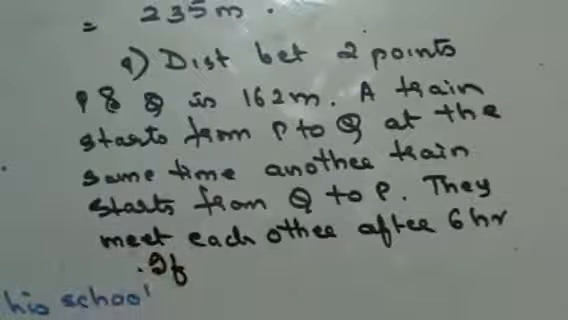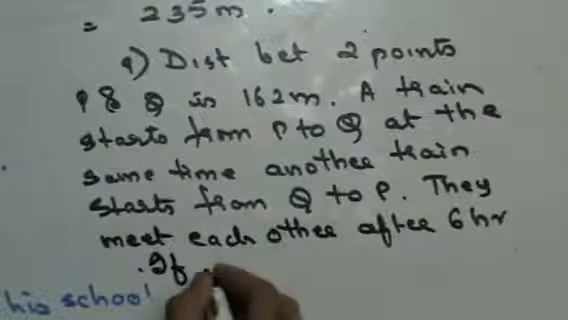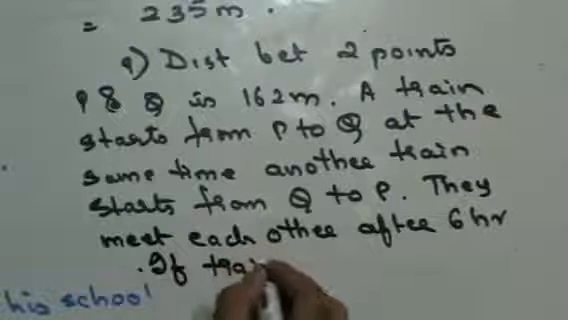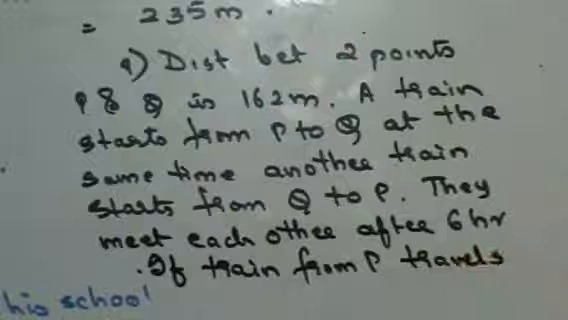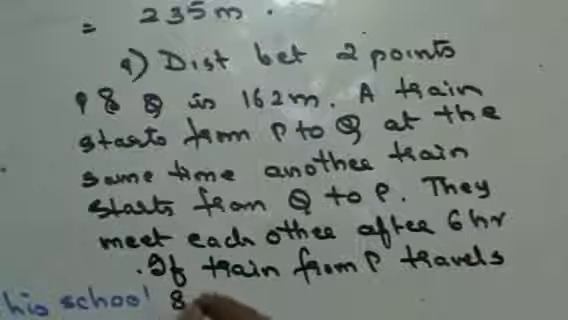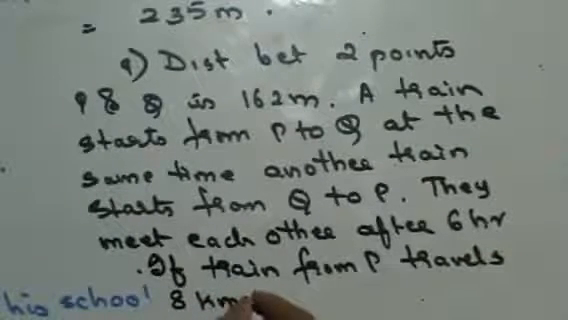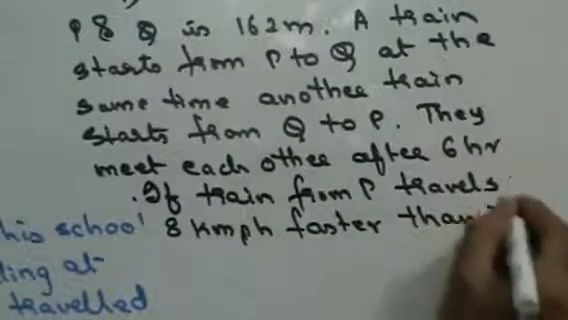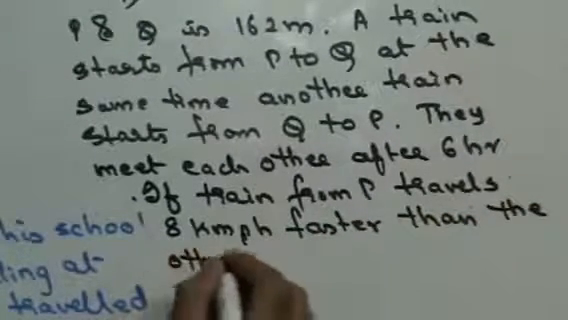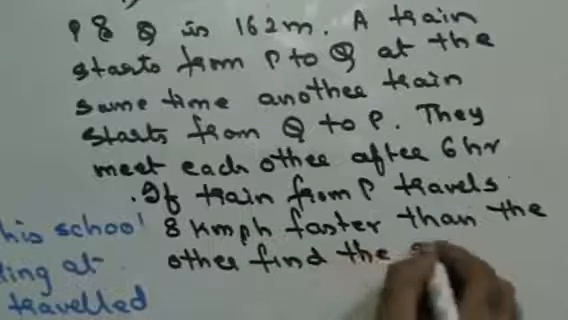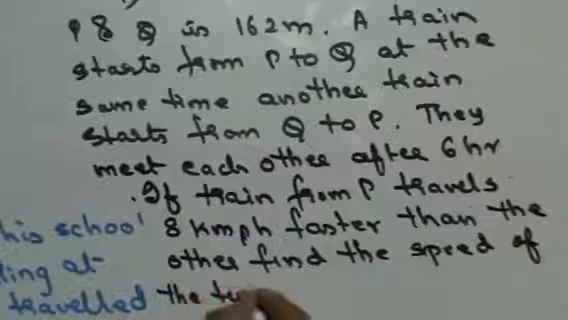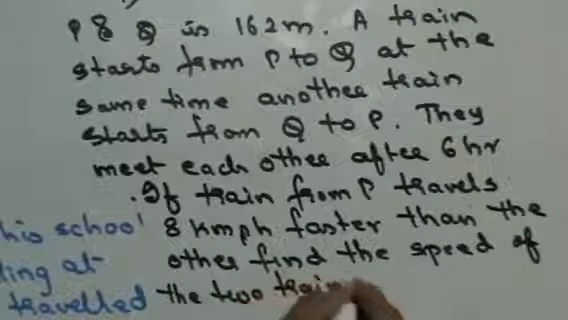If the train from P travels 8 kilometers per hour faster than the other, find the speed of the two trains. Right?